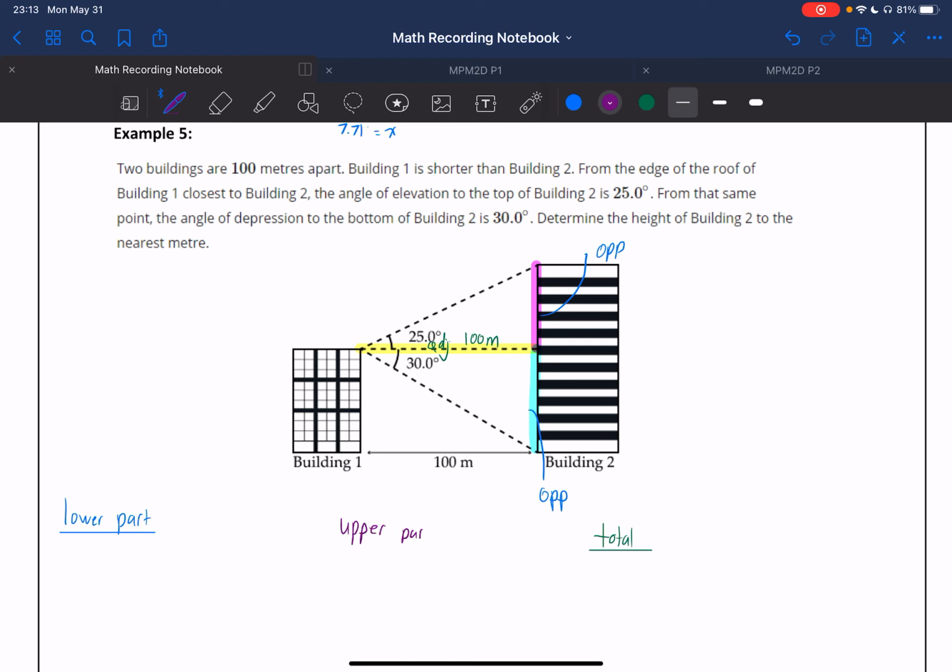From there, we just need to decide which particular trig ratio we're going to use. If we have adjacent and opposite of the SOHCAHTOA, which one do we choose? Well, sine is opposite over hypotenuse, cosine is adjacent over hypotenuse. We don't have hypotenuse, those don't work, but tan is opposite over adjacent. So that's what we're going to use.